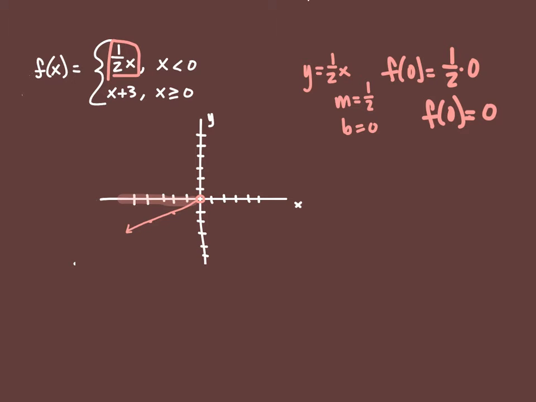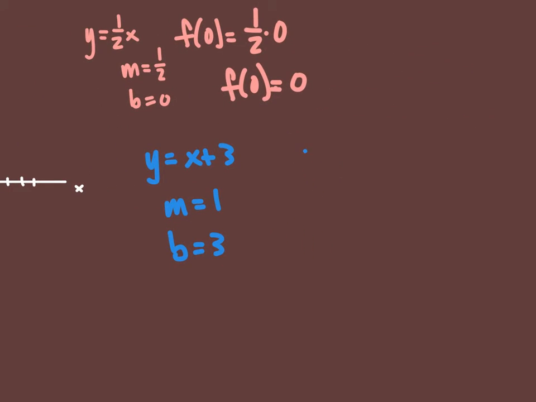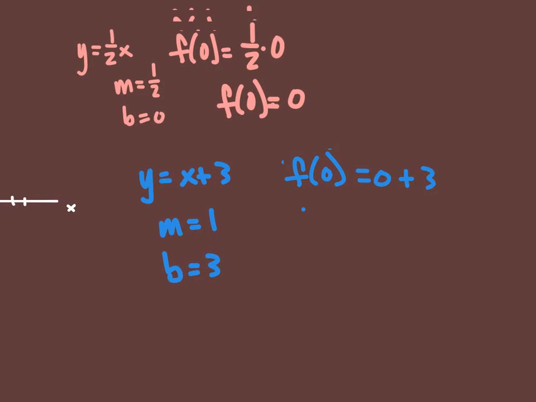So now let's take a look at x plus 3. When I look at the equation y equals x plus 3, what I know is that I have a slope of 1 and a y-intercept of 3. So in order to figure out where this starts, I have to use this point here. I have to plug 0 into this function. So when I plug in 0, f of 0, I'm going to get 0 plus 3, which is just 3. So that means I have the point (0, 3) on the graph.